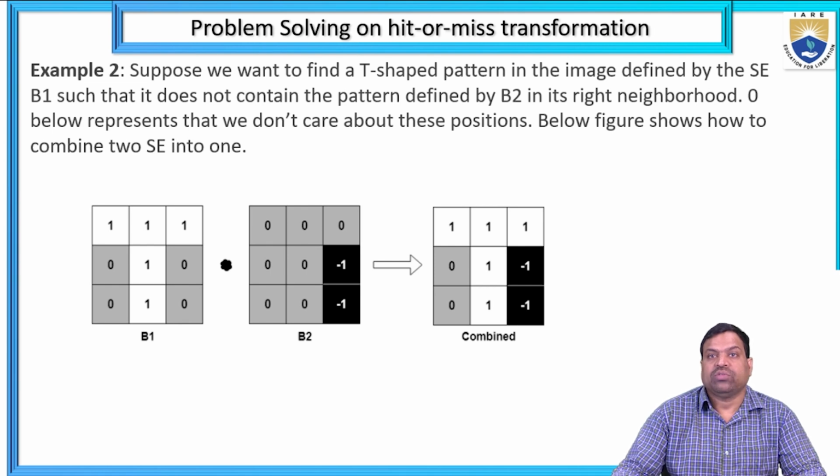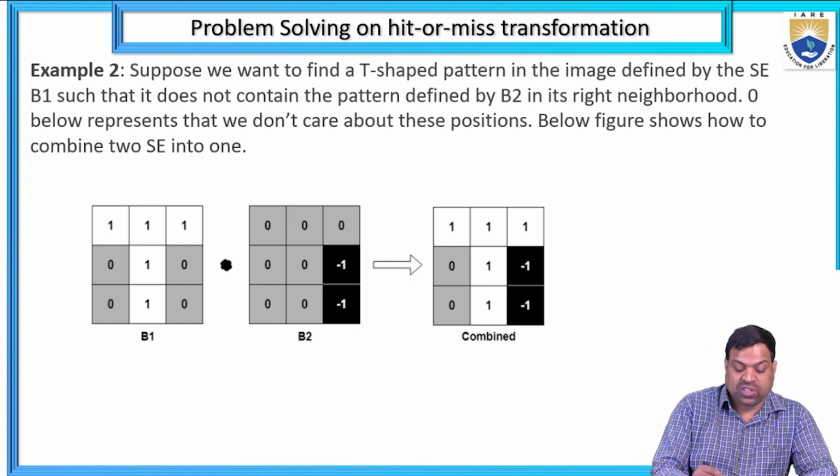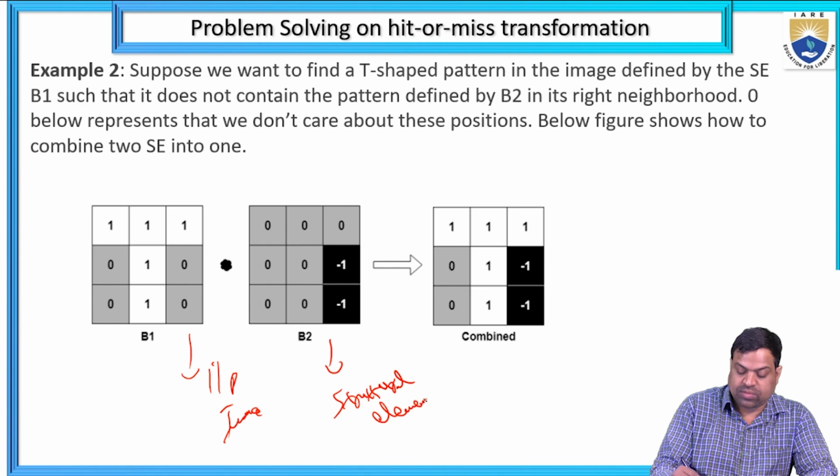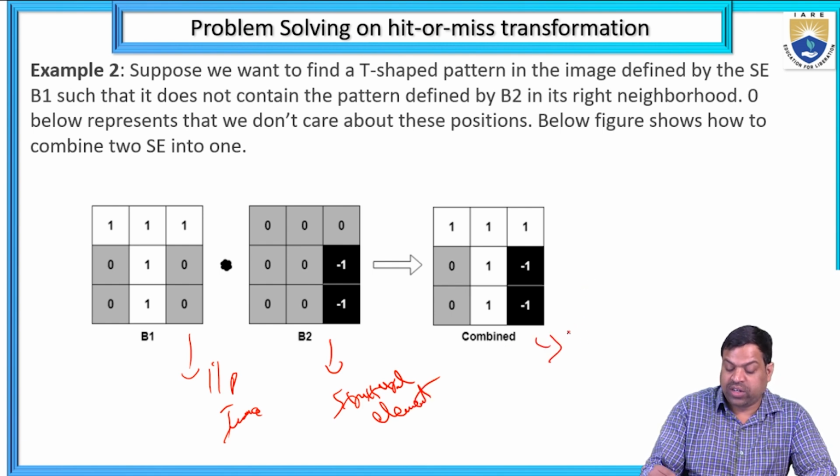It is an example: suppose we have to find a T-shaped pattern in the image, defined by the structuring element B1, such that it does not contain the pattern defined by B2 at the right, with 0. The blanks represent that we don't care about these positions. The figure below shows how to combine two structuring elements into one. It is the input image. Here, the T shape. So I want to take the T shape of this one.